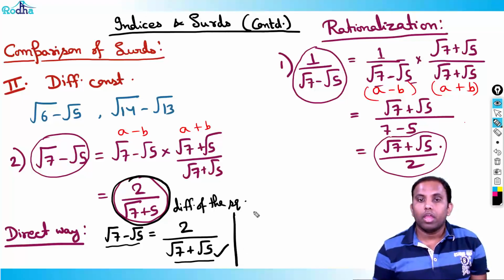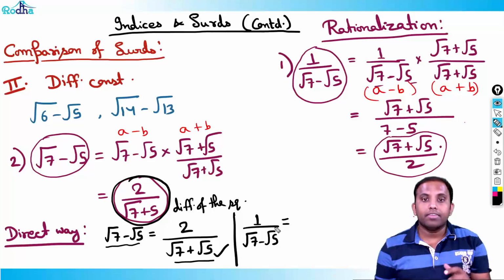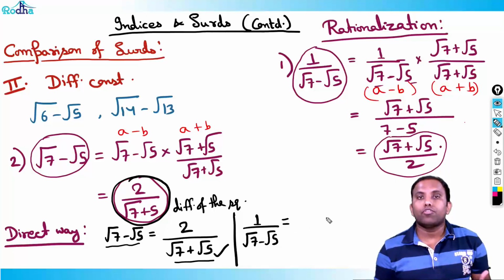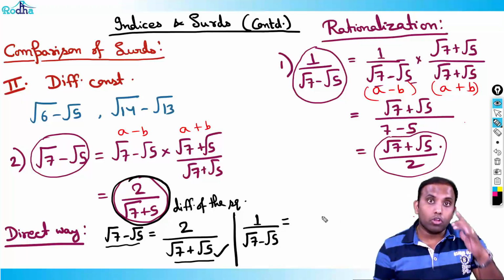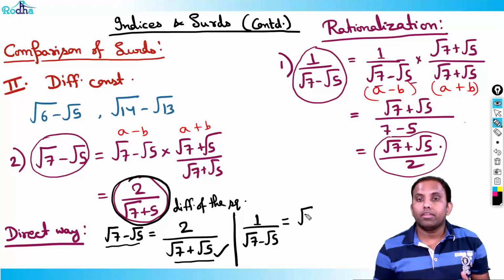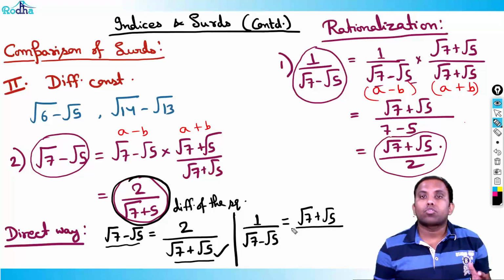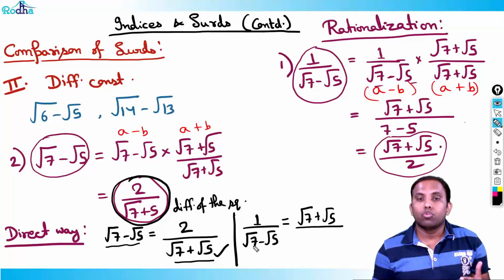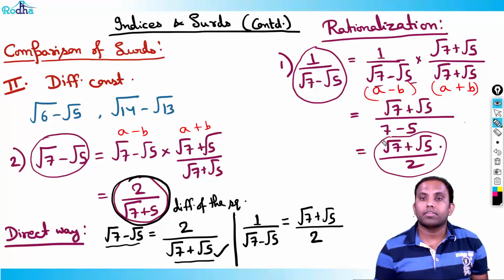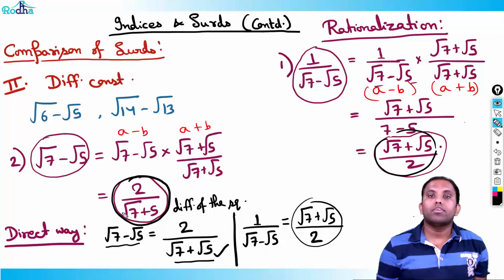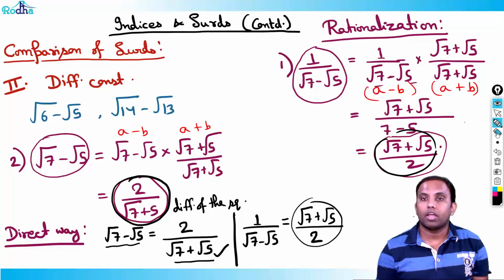One more. If it was 1 by root 7 minus root 5, what is the rationalized form? On the left hand side, the surd is in the denominator. That is, root 7 minus root 5 is in the denominator. So in the rationalized form, on the right hand side, write its conjugate in the numerator. Its conjugate is root 7 plus root 5 divided by the difference of their squares. So root 7 squared 7, root 5 squared 5, 7 minus 5, 2. This is the way of writing. I hope it is clear.